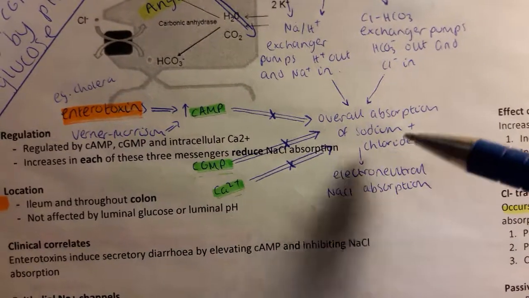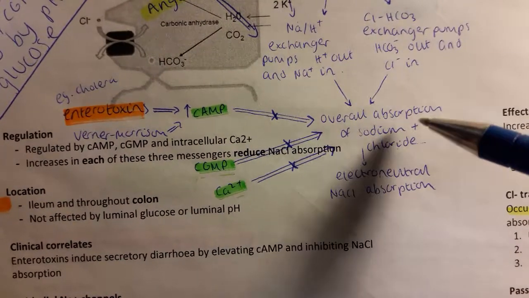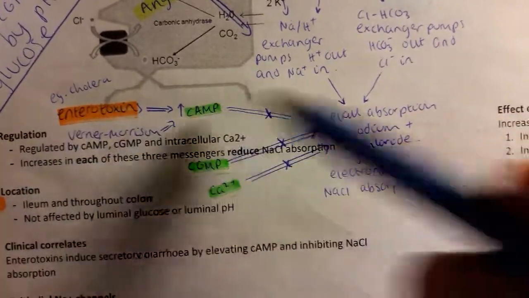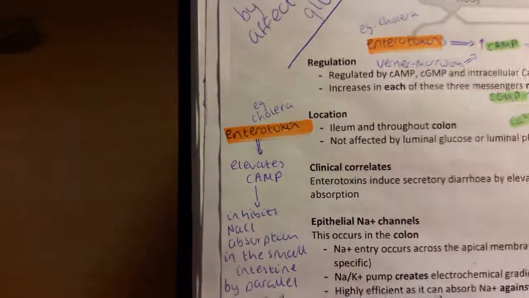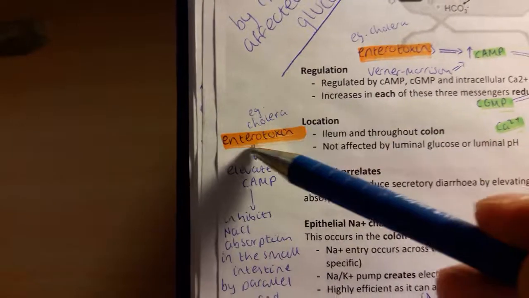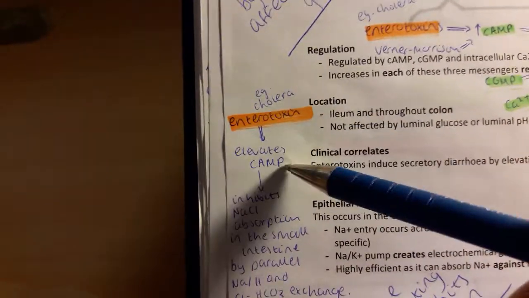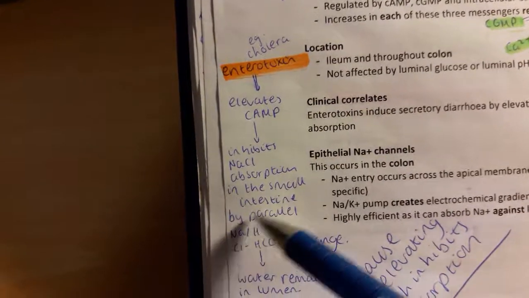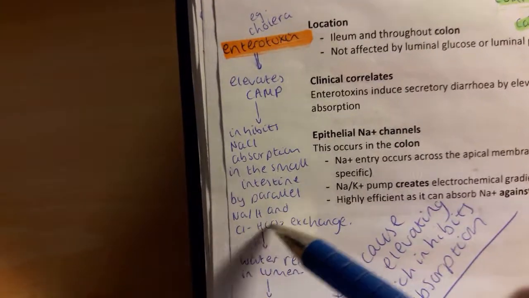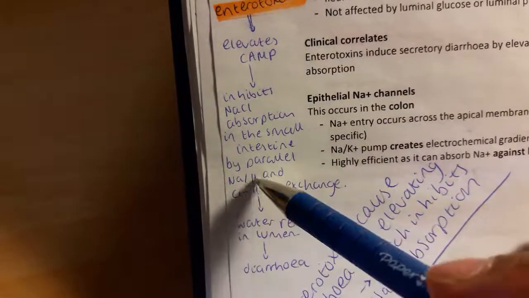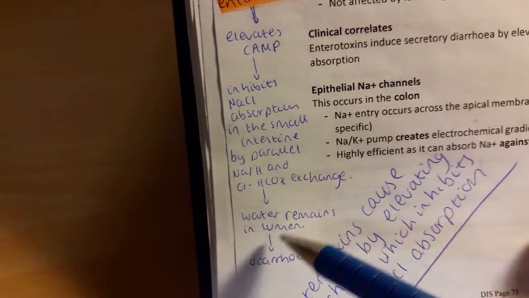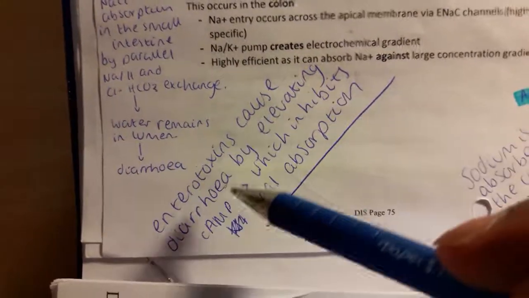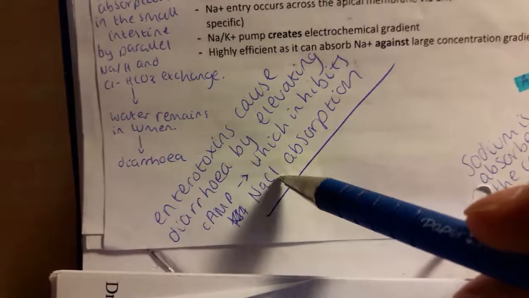If you inhibit the absorption of sodium chloride, then what's going to happen? Well, water is going to move into the lumen, causing diarrhea. So enterotoxins, as we know, cholera causes diarrhea. We can see the effects of that here. So the enterotoxins such as cholera elevate cAMP, inhibiting the sodium chloride absorption in the small intestine by parallel sodium-hydrogen and chloride bicarbonate exchange. So water is going to remain in the lumen, causing diarrhea. And just as a summary, enterotoxins cause diarrhea by elevating cAMP, which inhibits sodium chloride absorption.